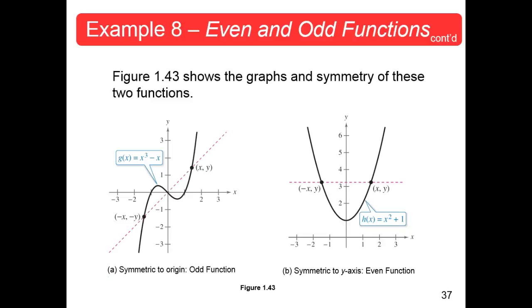And this is an even function. This is x squared plus 1, h of x. And notice there, reflective across the y-axis. Whatever you do on one side, you get the same answer on the other side. Okay, so that's your symmetric about the y-axis. That's an even function.